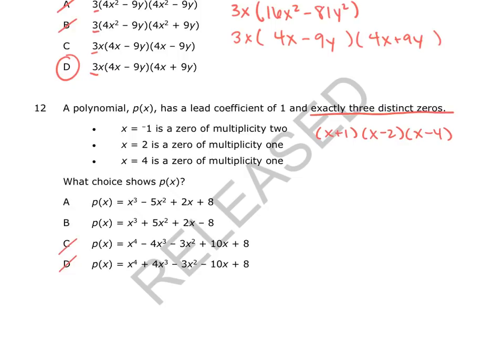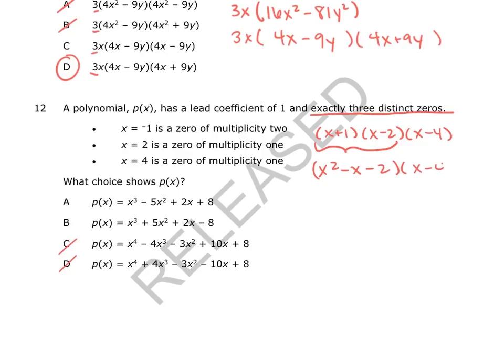C and D are out. Now I'm stuck between A and B. You could obviously do this on Desmos and graph and check, but I'm going to show you real quick how to do it by hand. First thing I would do is multiply these two. When I multiply that, I get x squared minus x minus 2.